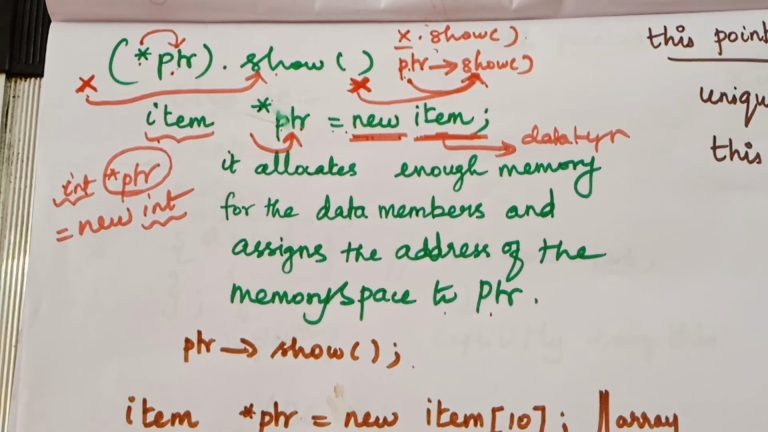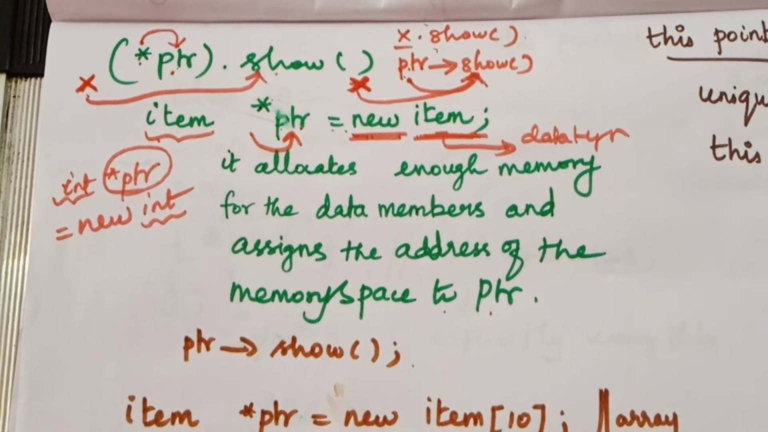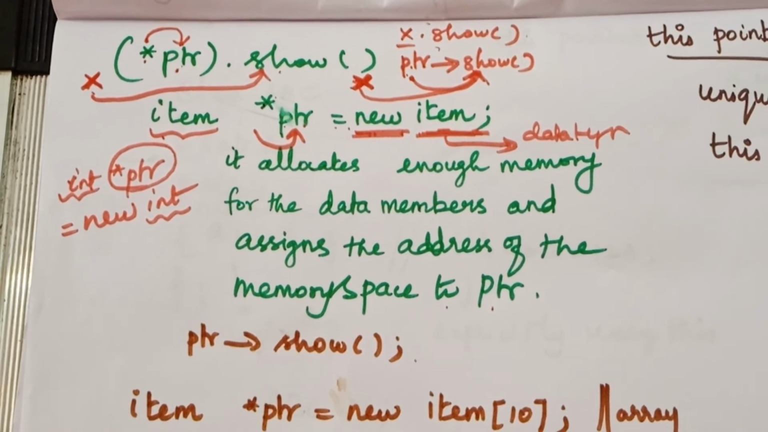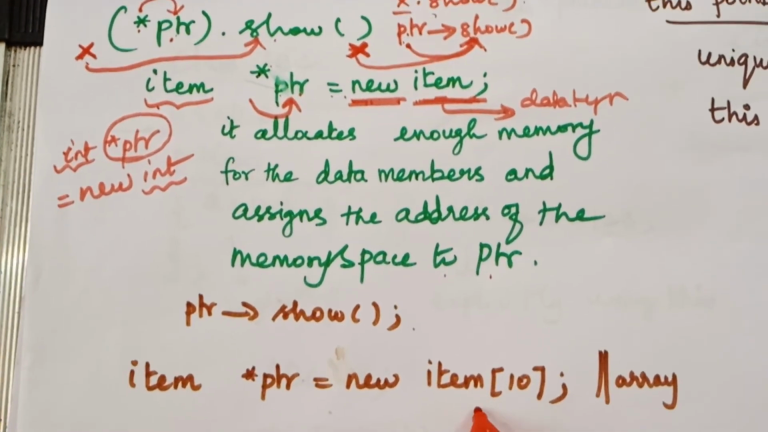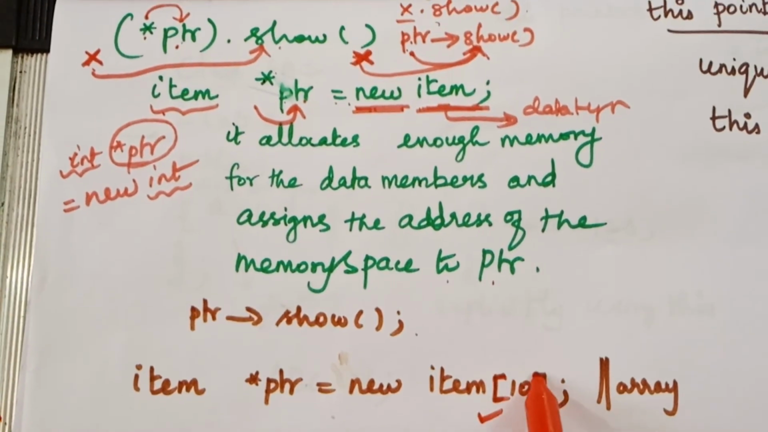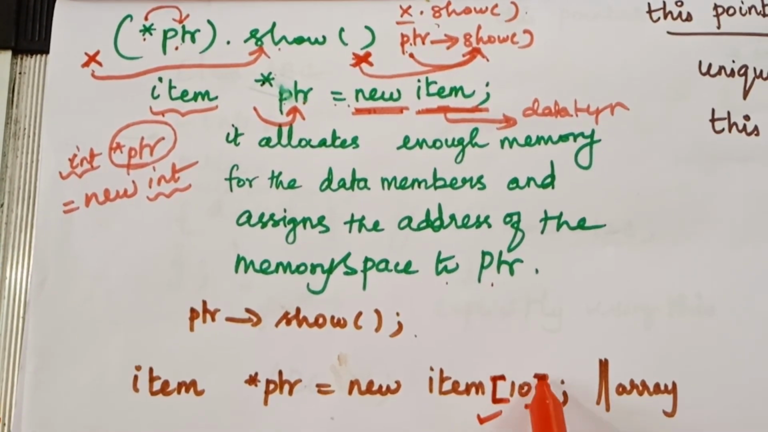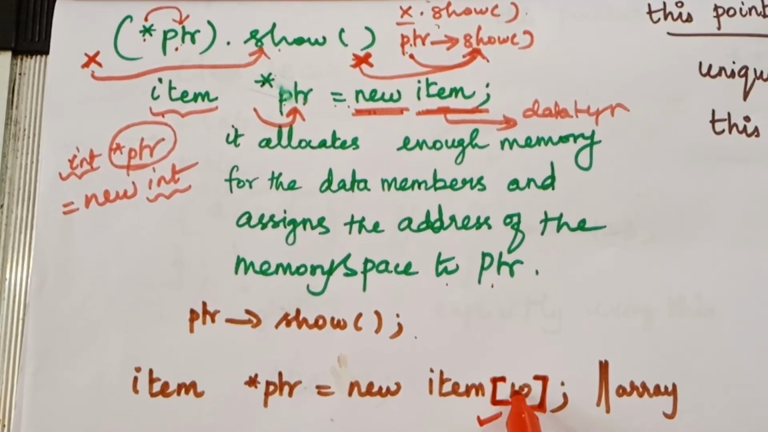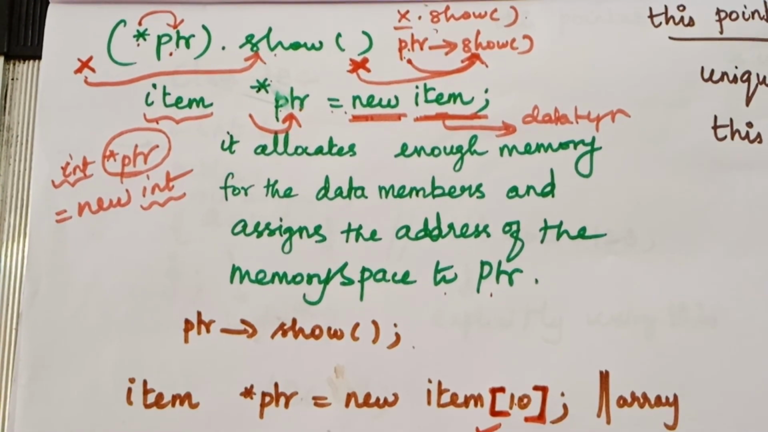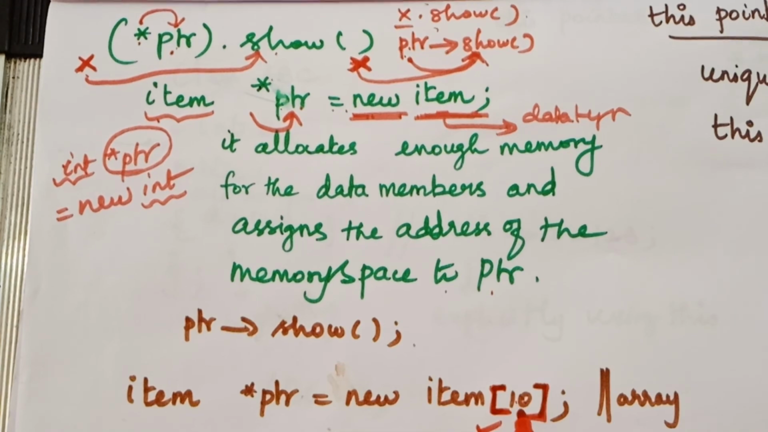That's all. So PTR arrow show. And for example, if you are going to use an array, you just have to include how many elements you are going to use. The size is given like this. Hope you understood this. In the next video we will discuss more about pointers.